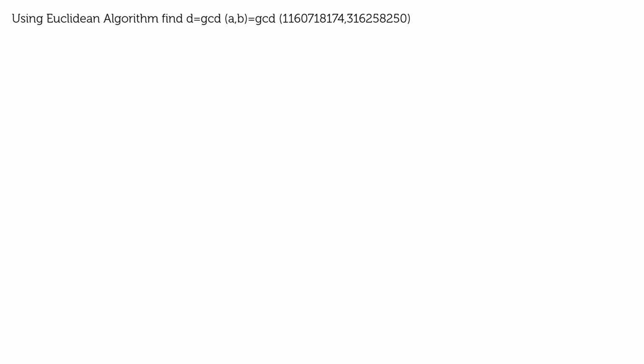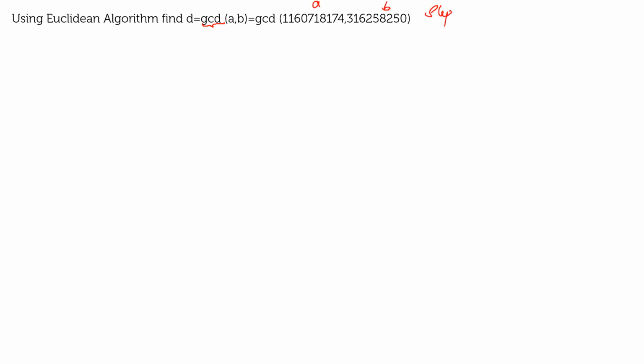Using the Euclidean algorithm, find D is equal to GCD of A comma B, which is equal to GCD of 11607187174, comma 316258250. Okay, so you know that the Euclidean algorithm is used to find the greatest common divisor of two numbers, and that too, the larger number first. Okay, so in this case A is given, B is given.